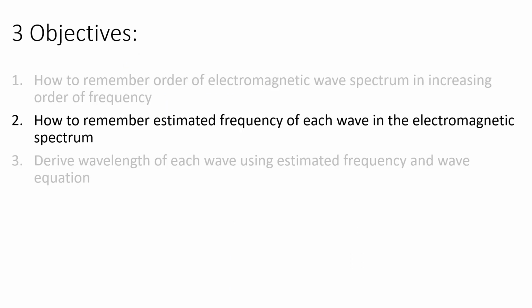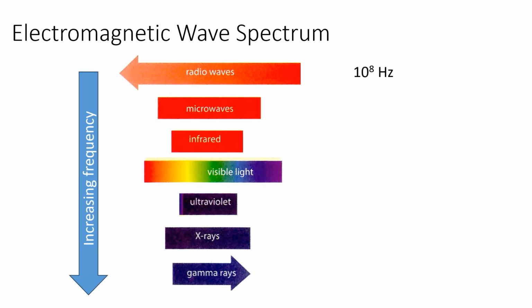How about recalling the frequency of each wave? Please note that you are not required to memorize the exact frequency of each wave. But it helps a lot to recall the approximate frequency. Firstly, recall the lowest frequency, 10 to the power of 8 Hz. This is the frequency of radio waves.